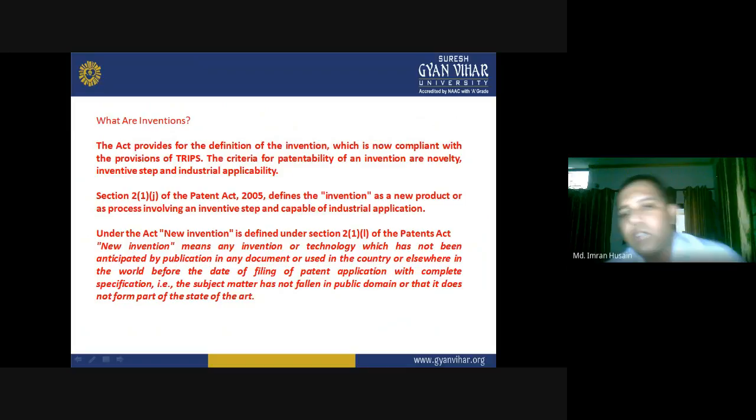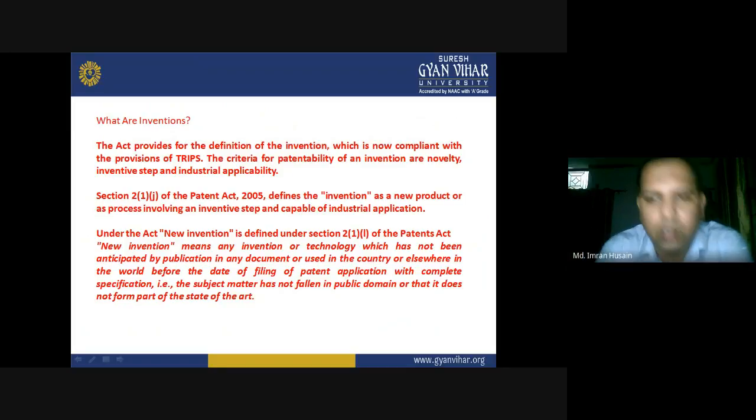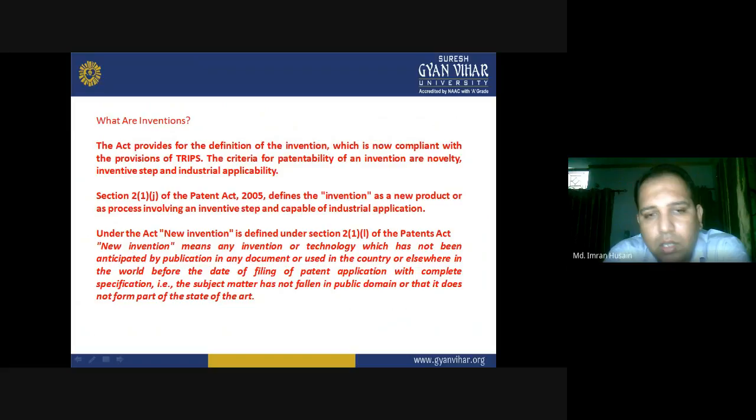So anything that is totally new and totally indifferent to the current scenario, and the main process it involves is inventive steps. Everything is upgraded, and the idea is totally new. Under the Act, new invention is defined under Section 2(1)(l) of the Patents Act.